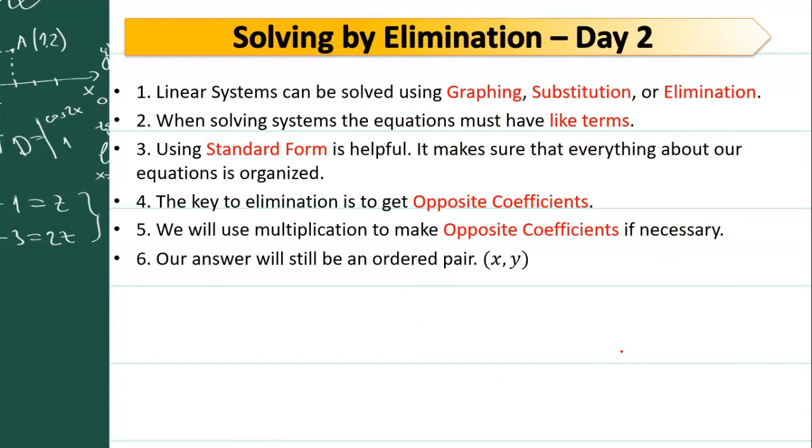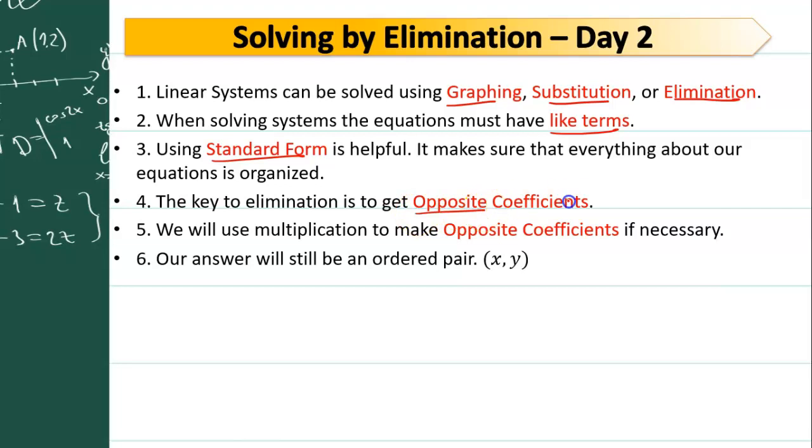All right, so we want to remember that linear systems can be solved 3 ways. Hint, hint, you should probably put these items in your notes. We can solve a system 3 ways: graphing, substitution, or elimination. When solving systems, the equations have to have like terms, so same variables. If you have an x and a y in one equation, you need an x and a y in the other equation. Using standard form for elimination is helpful. It makes sure that our x's are lined up with our x's, our y's are lined up with our y's, and our constants are lined up with our constants.